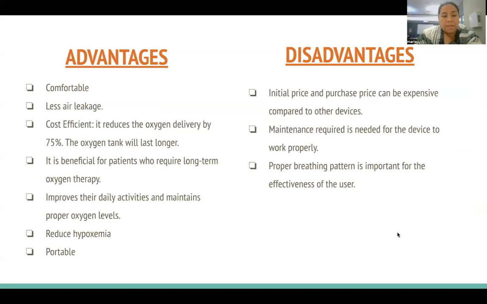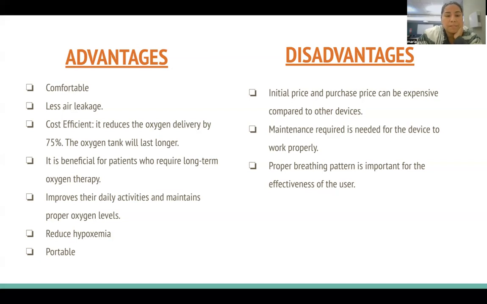Some of the advantages: it's comfortable, less air leakage, cost efficient. It reduces the oxygen delivery by 75%. So the tank lasts longer, and you can also carry a small tank versus a big tank. It's beneficial for patients who require long-term oxygen therapy, improves their daily activities, and maintains proper oxygen levels. It reduces hypoxemia, and like I said, it's portable.